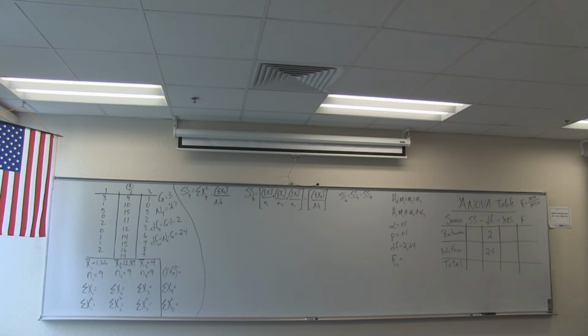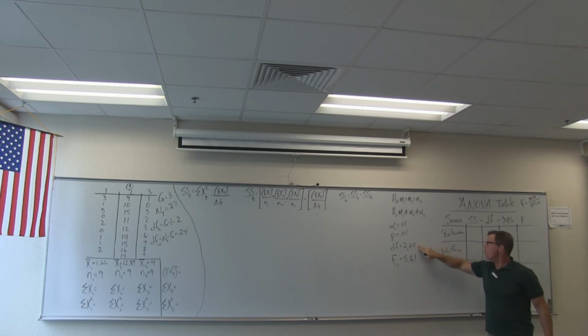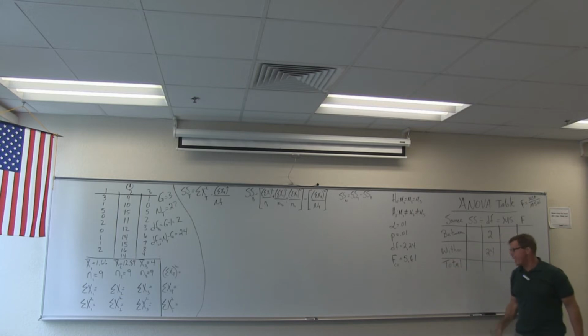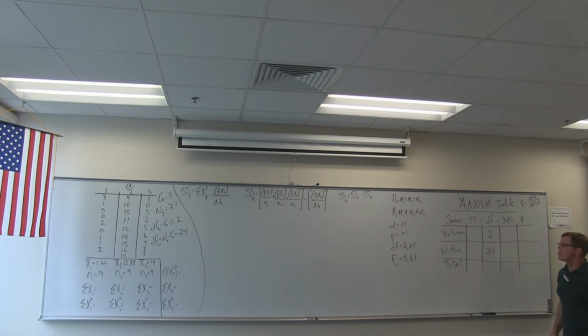We go across the top to 2, down the side to 24. We have a number there. What is that number? Right, 5.61. If F exceeds this, we have enough evidence to reject the null. This is telling us that at 2 and 24 degrees of freedom, about 1% of the area under this F sampling distribution falls to the right of this number, and about 99% of the area falls to the left of this number. And again, if F exceeds this number, we have enough evidence to reject the null.